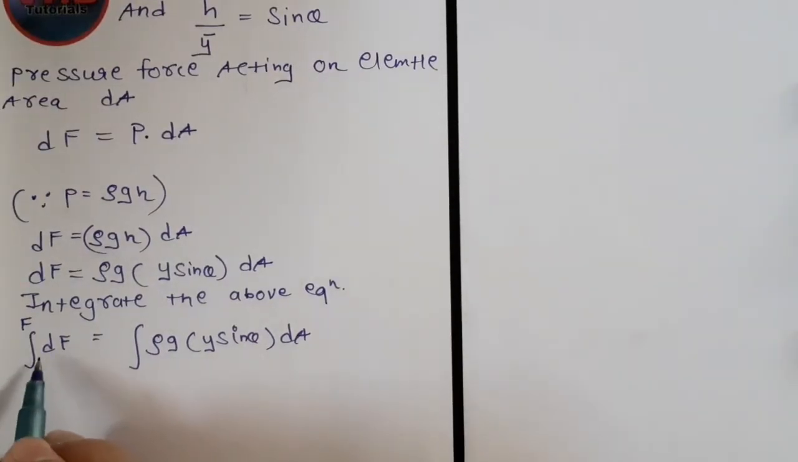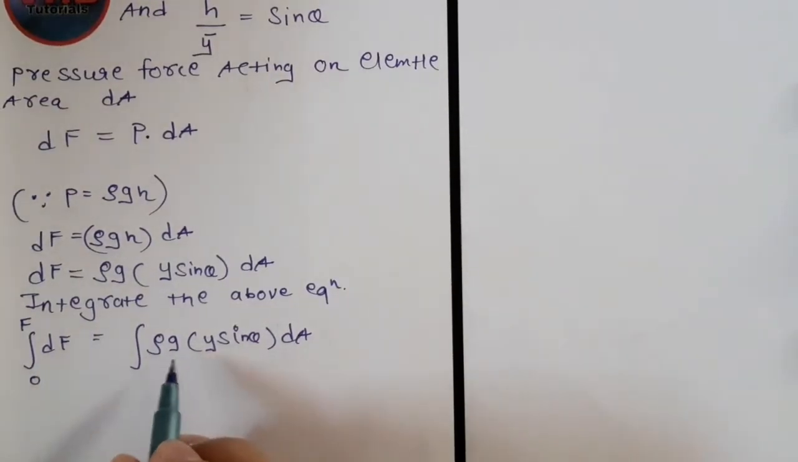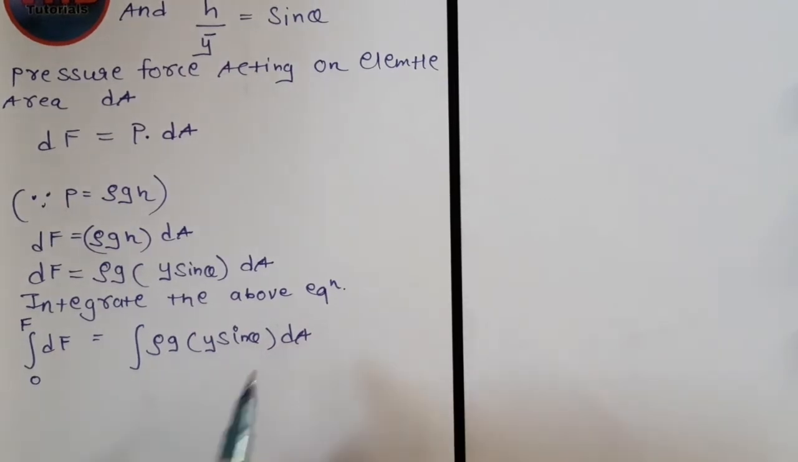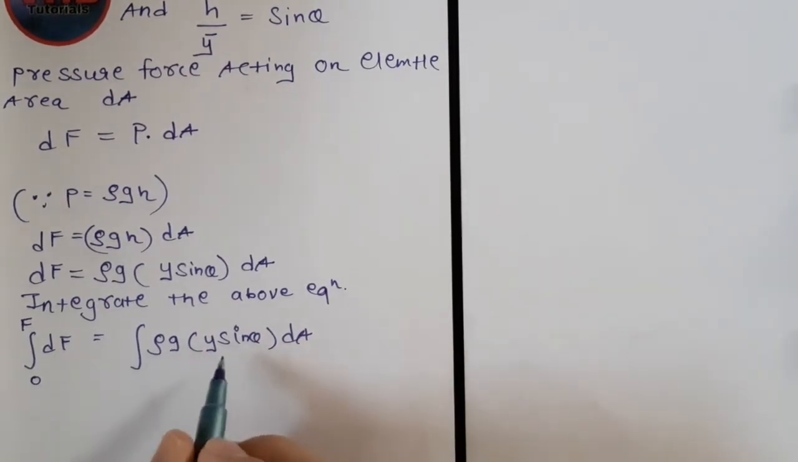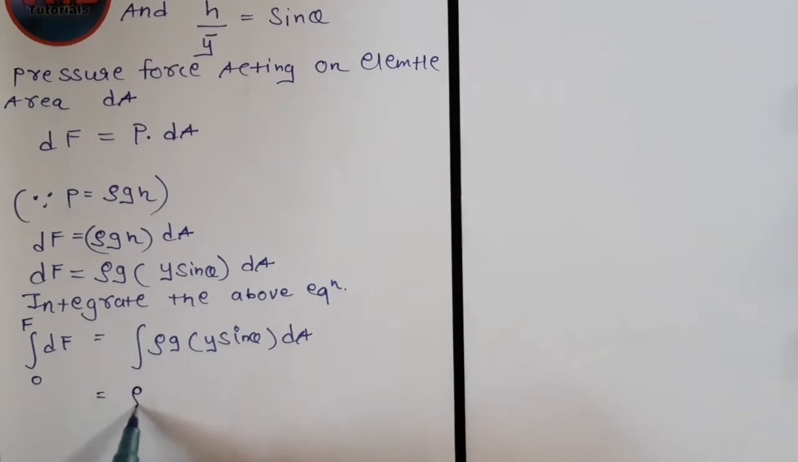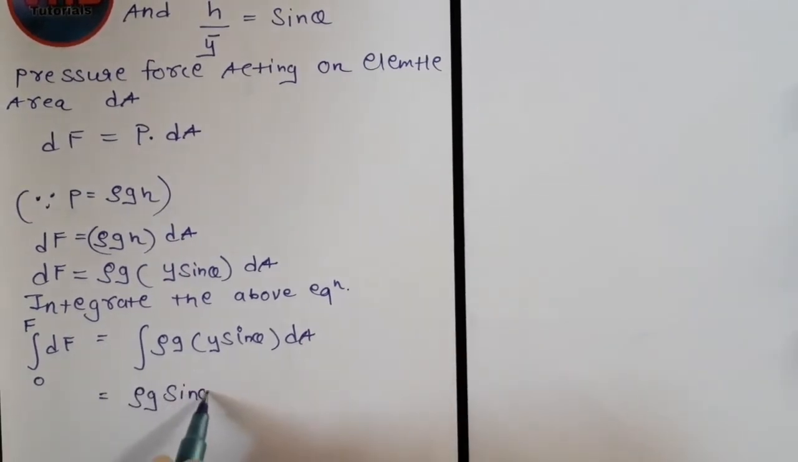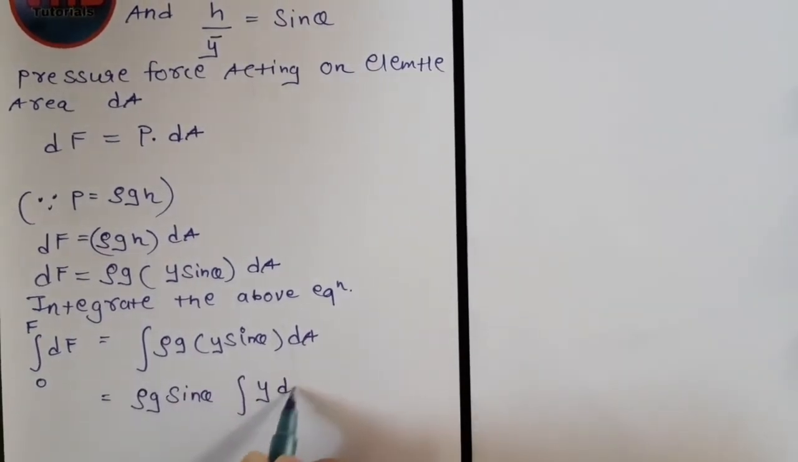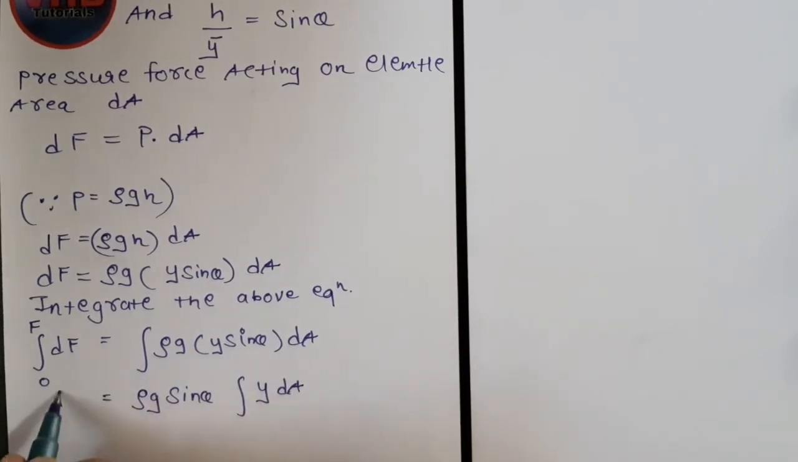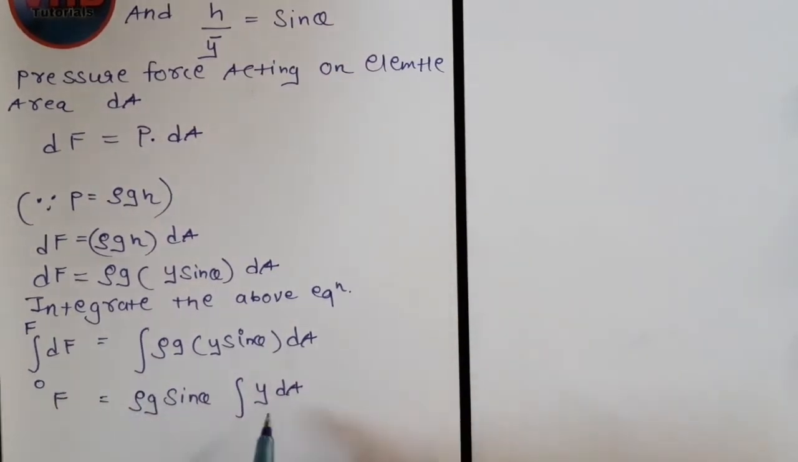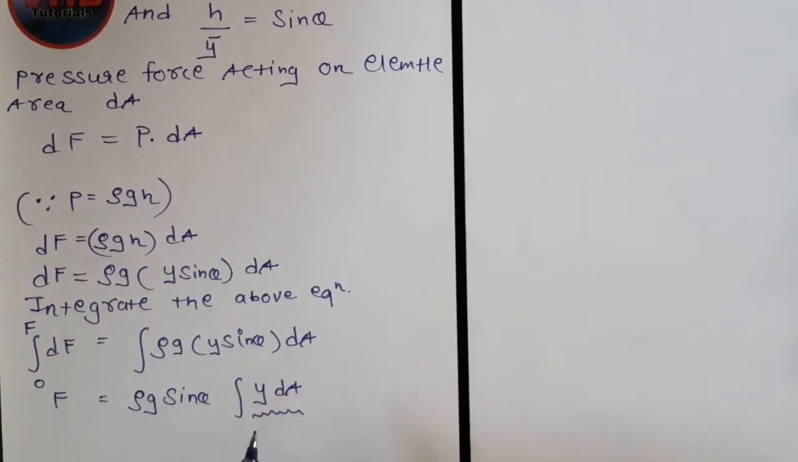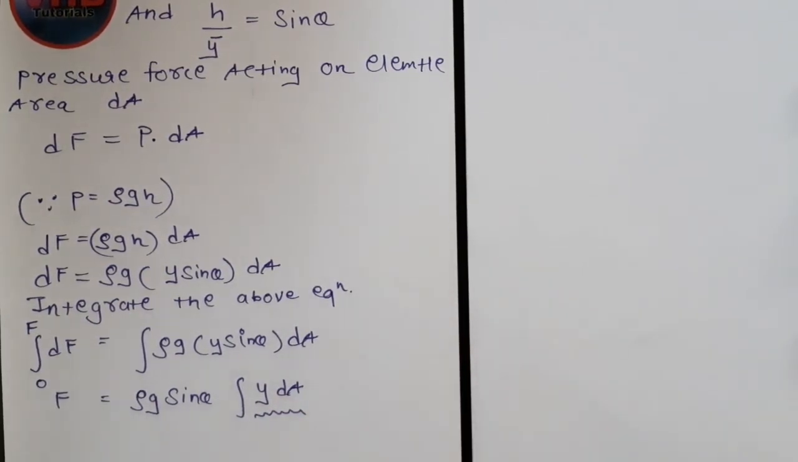So the integration of 0 to F dF is equal to the integration of rho g y sin theta dA. As we know, rho g sin theta is constant, so taking it out, we get integration of y dA. So this will be F. Now you can see the integration of y dA. So what is this? This is the first moment of area.